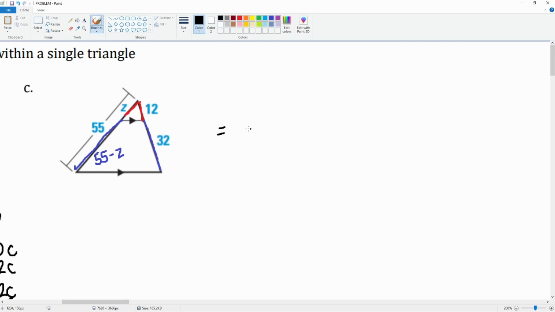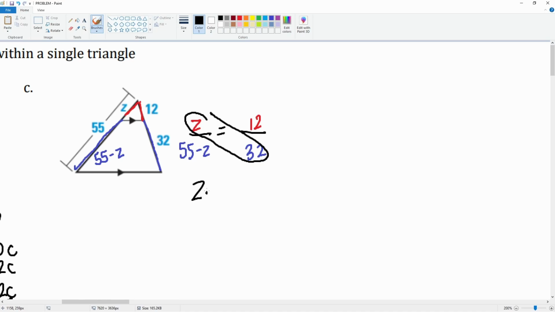Left side ratio is going to be equal to the right side ratio. So the red here is Z. The bottom one is 55 minus Z. Top, it is 12. And the bottom is going to be 32. We can now cross multiply.